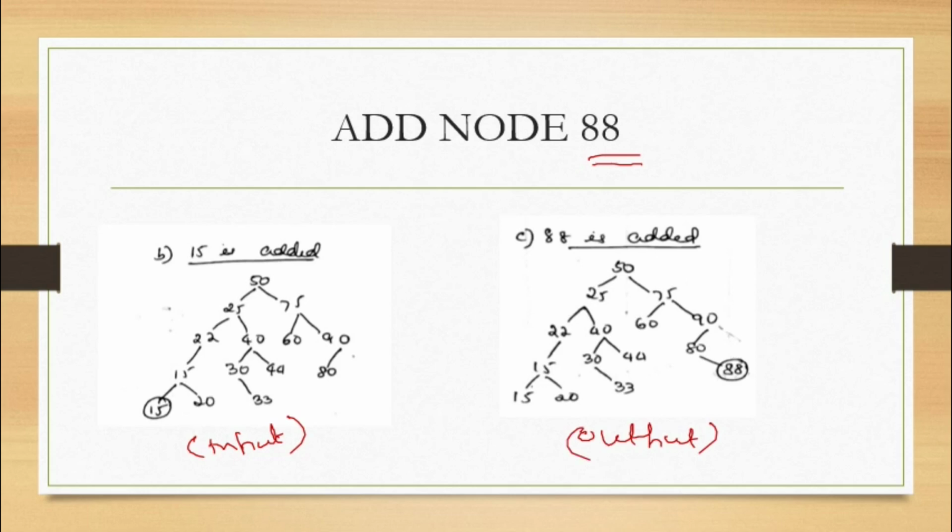So here again I want to add 88. I can observe here, students, that 88 is slightly bigger than 80, so it comes to the right of 80. So these are our three addition operations which I have performed.